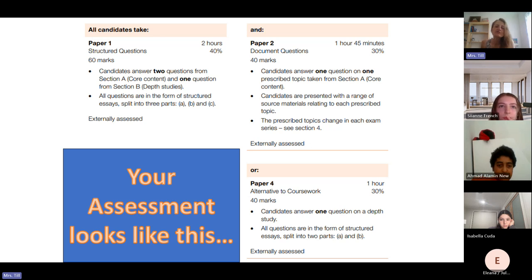So you can see there are structured questions, and each paper has a different worth for your overall exam. So paper one is 40%, paper two and four are 30%. You have to answer two questions from paper A, and then you've got the depth study. So Germany takes over most of paper one.